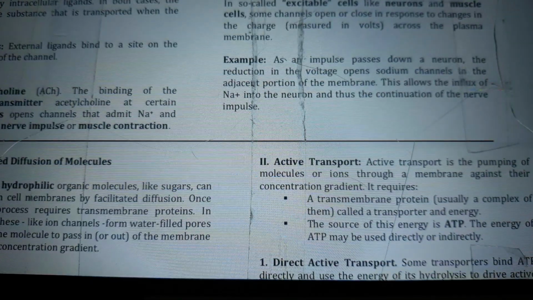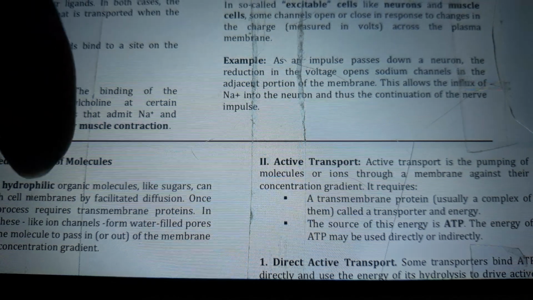Voltage-gated ion channels. In so-called excitable cells like neurons and muscle cells, some channels open or close in response to changes in the charge, measured in volts, across the plasma membrane. Example: as an impulse passes down a neuron, the reduction in the voltage opens sodium channels in the adjacent portion of the membrane. This allows the influx of sodium into the neuron and thus the continuation of the nerve impulse.